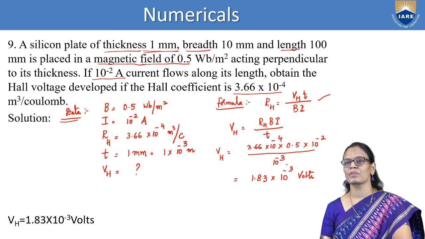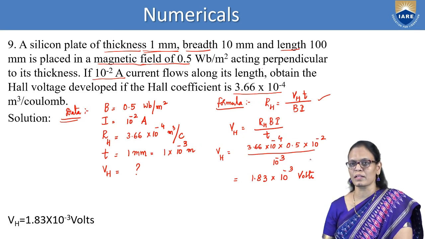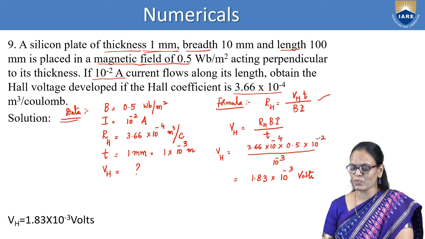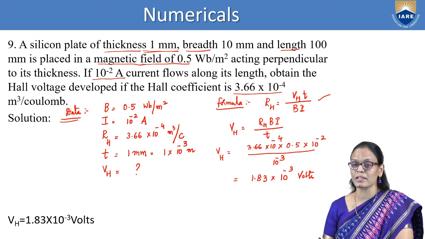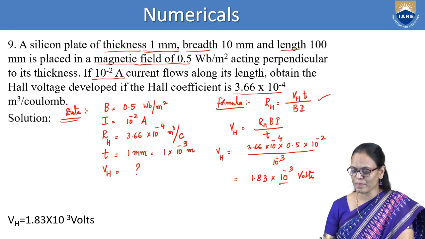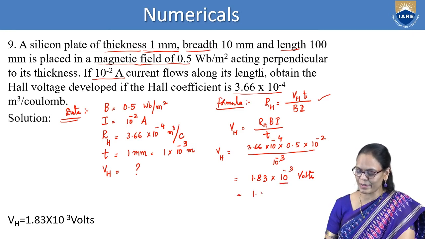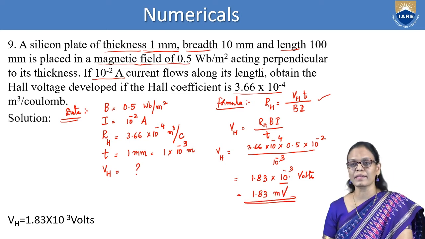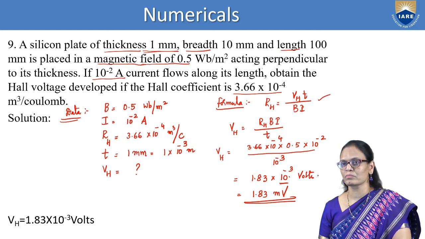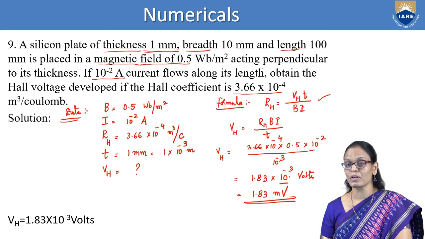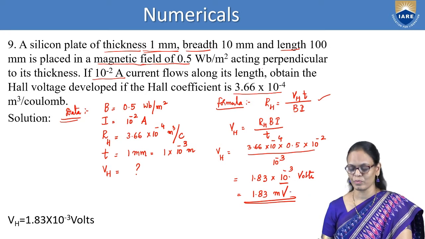When you substitute and simplify using your calculator, you will get 3.66 into 0.5. When this minus 3 goes to the numerator, it will be plus 3. Minus 4 and minus 2 is minus 6, and plus 3, you get minus 3, 10 power minus 3. So, 10 power minus 3, we can also write it as millivolt. The answer can also be written as millivolts because 1 volt is equal to 10 power 3 millivolts.